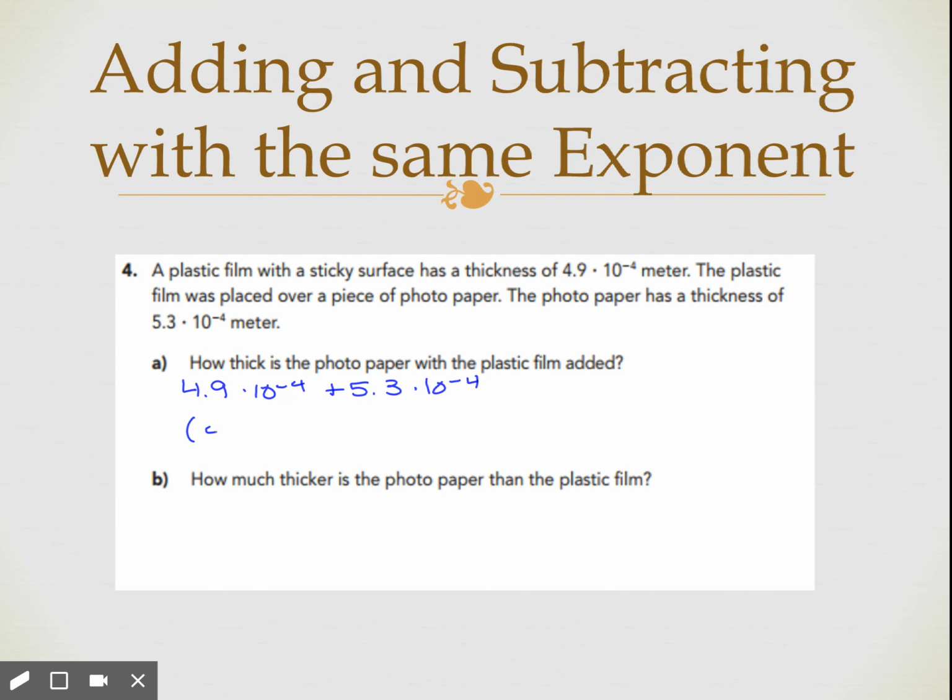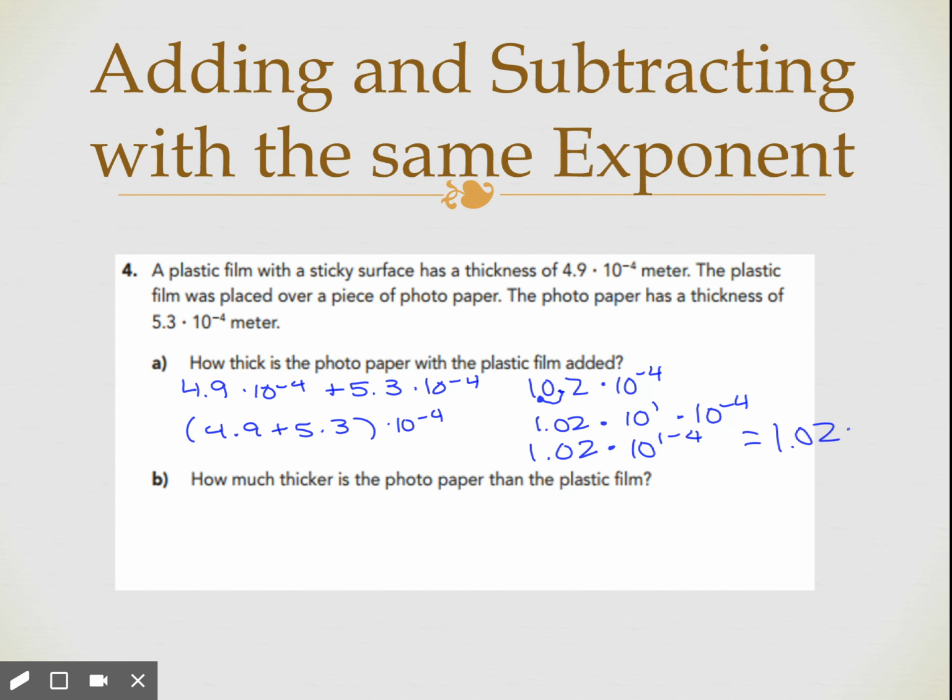So distributive property, 4.9 plus 5.3 times 10 to the negative 4th. 4.9 plus 5.3 would be 10.2 times 10 to the negative 4th. We can't leave that. We've got to move that decimal to the left one space. So I'd have 1.02 times 10 to the first power times 10 to the negative 4th. 1.02 times 10 to the 1 minus 4. And we would finally get 1.02 times 10 to the negative 3rd power here.